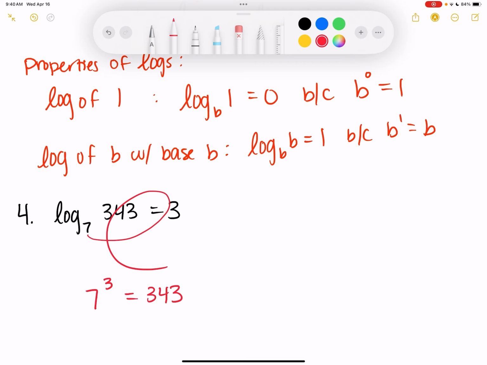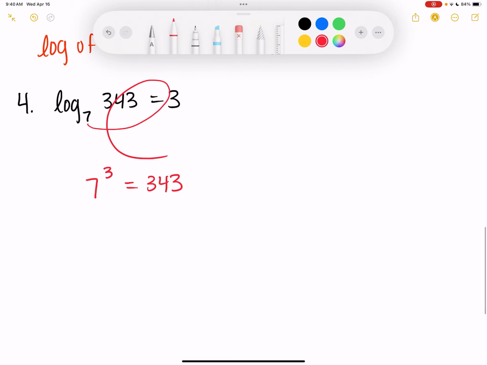So you can't just make up random things to put in logs, okay? It has to make a true statement. I can't just say log base 2 of 72 equals 3. That's not true, right? Because 2 cubed is not equal to 72. So it has to make sense. People sometimes just start throwing random things in there and thinking that it's fine. It doesn't make a true statement. You can't do it.